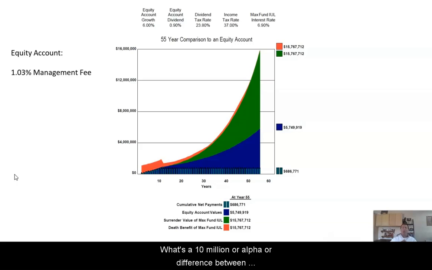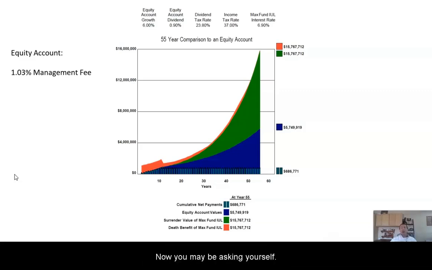That's a $10 million alpha, or difference, between funding into an equity account or funding into the Index Universal Life Policy. And that's primarily due to the lower fee structure of the life insurance policy when we maximum fund.